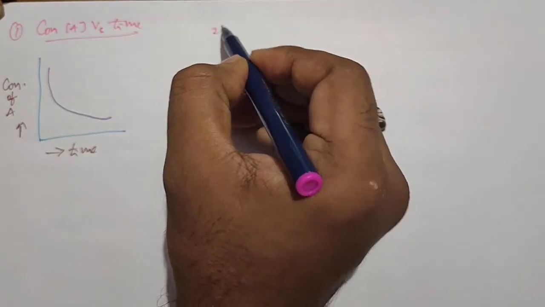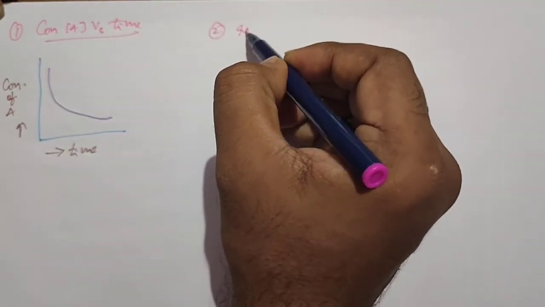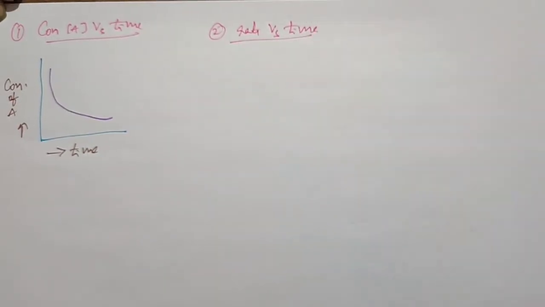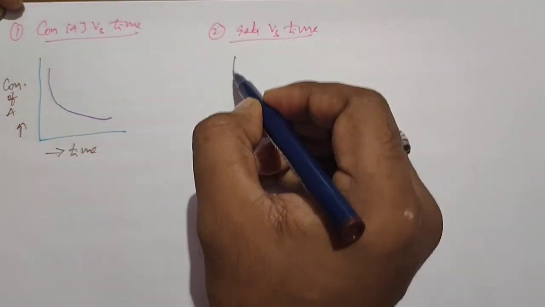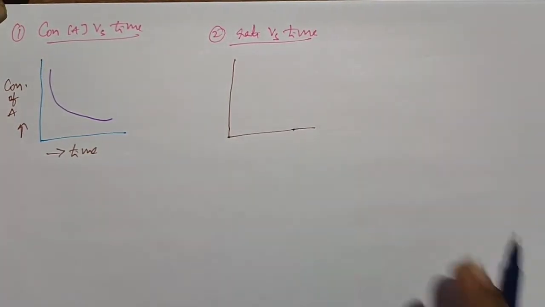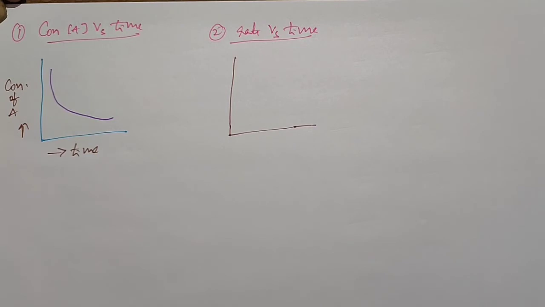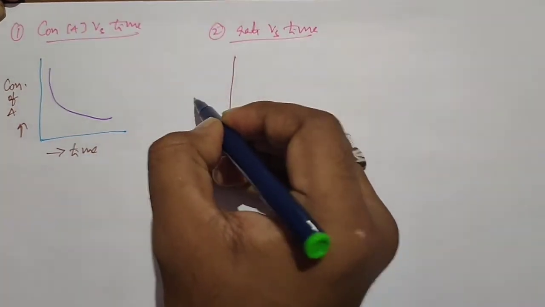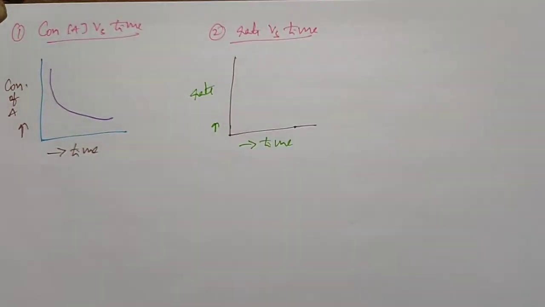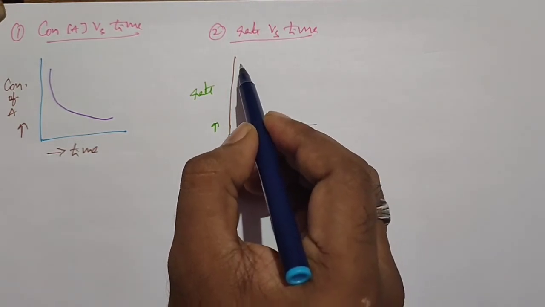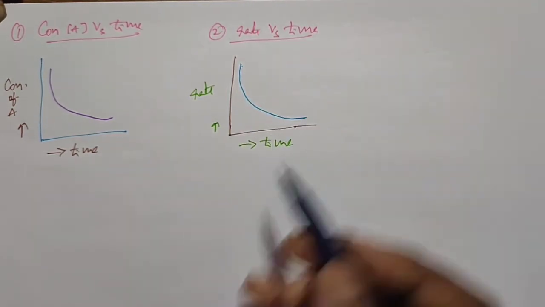The second one, I take the rate versus time. So I take the x-axis and y-axis. On the x-axis I take the time, on the y-axis I take the rate. For a first order reaction, if you draw the graph, it is similar to the first graph.